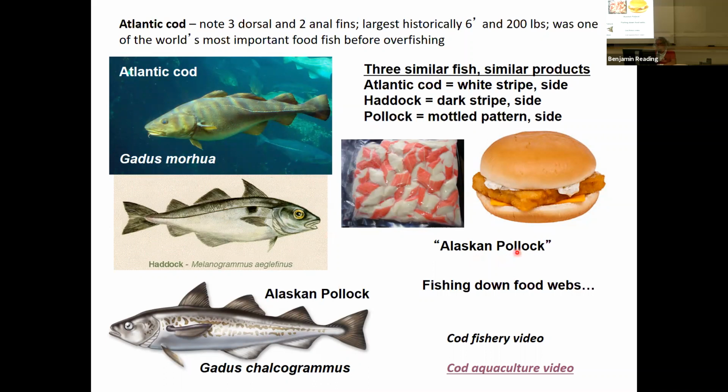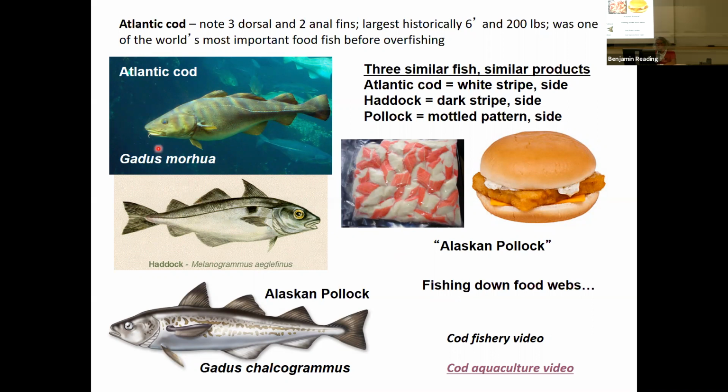Now, Alaskan pollock, most people have eaten this. The fillet of fish sandwich at McDonald's is Alaskan or walleye pollock. The imitation crab meat stuff is made out of pollock. Also fish sticks and other fish fillets oftentimes are pollock, sometimes cod or haddock as well. But this is a classic example of fishing down food webs.